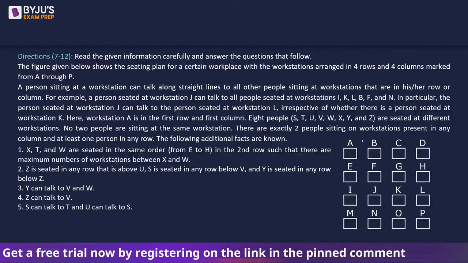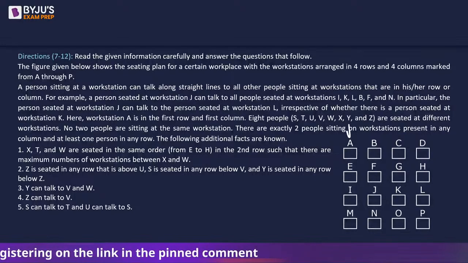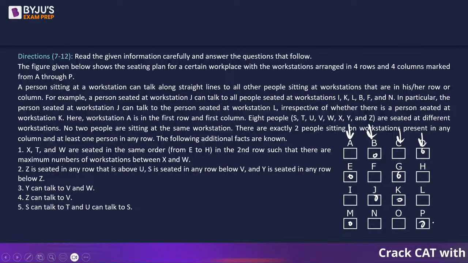There are exactly 2 people sitting on workstations present in any column. So if I look at the first column, there has to be exactly 2 people. Second column में 2 लोग होने चाहिए. Third column में 2 लोग होने चाहिए. Next column there should be 2 people. Something like this, right? So that 8 people are taken care of.